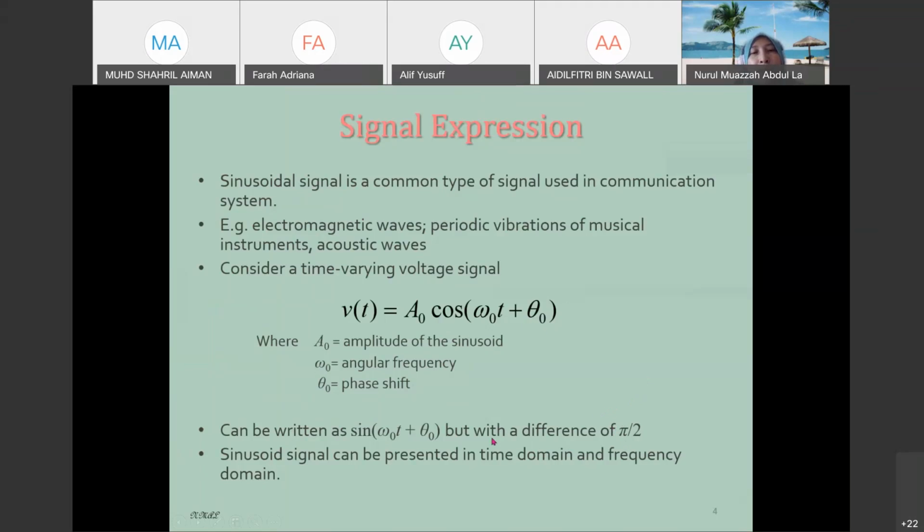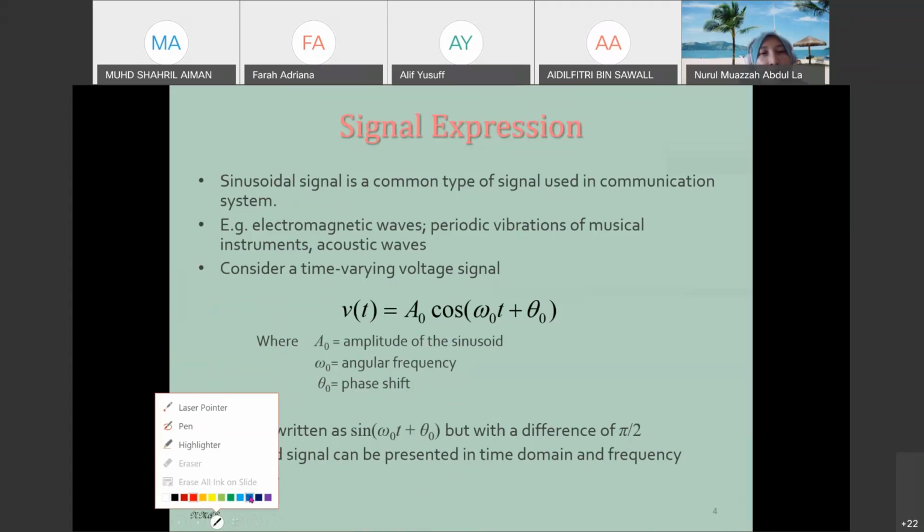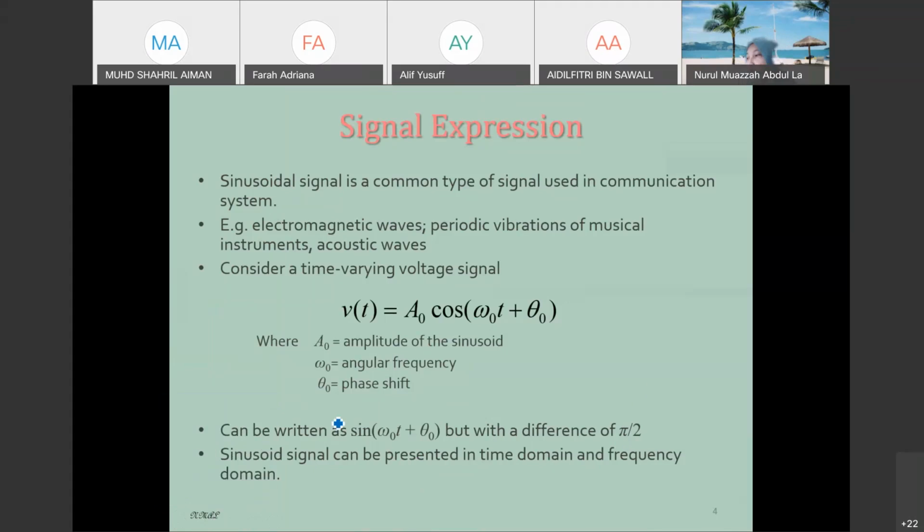A sinusoid signal can be represented in time domain and also frequency domain, like I said before. If you want to represent cosine as sine, what you have to do is add a shift of pi over 2. So instead of theta only, you add pi over 2.